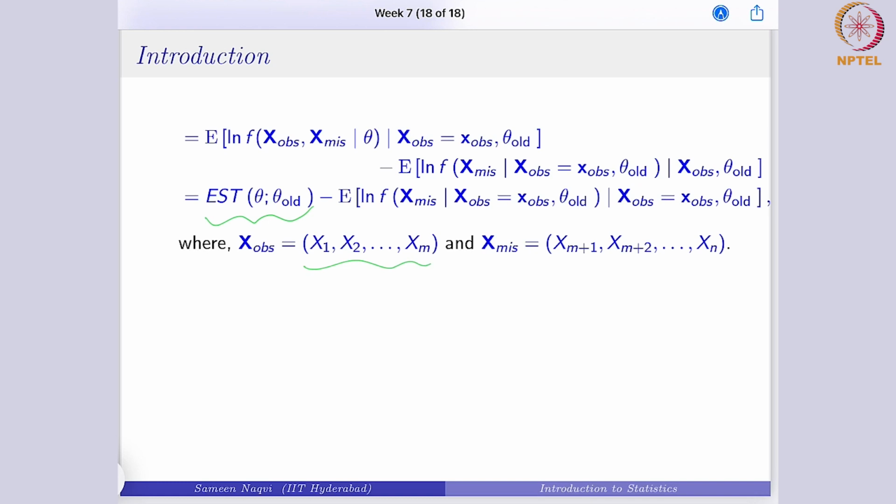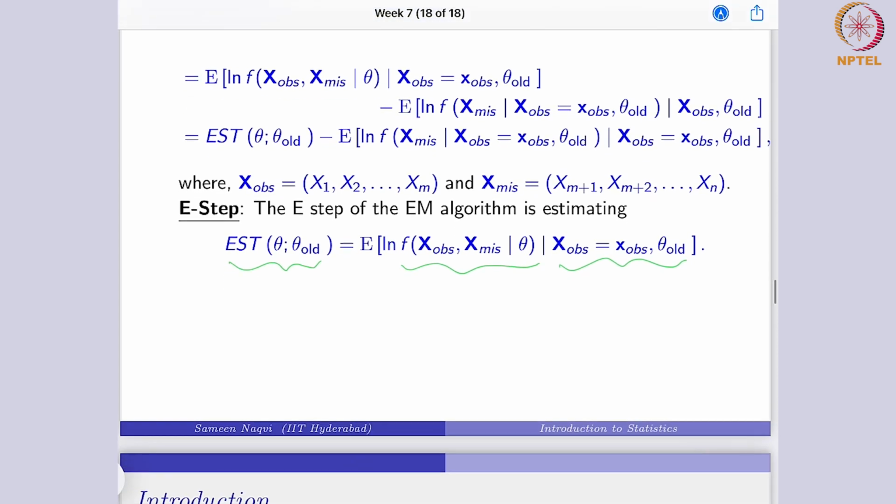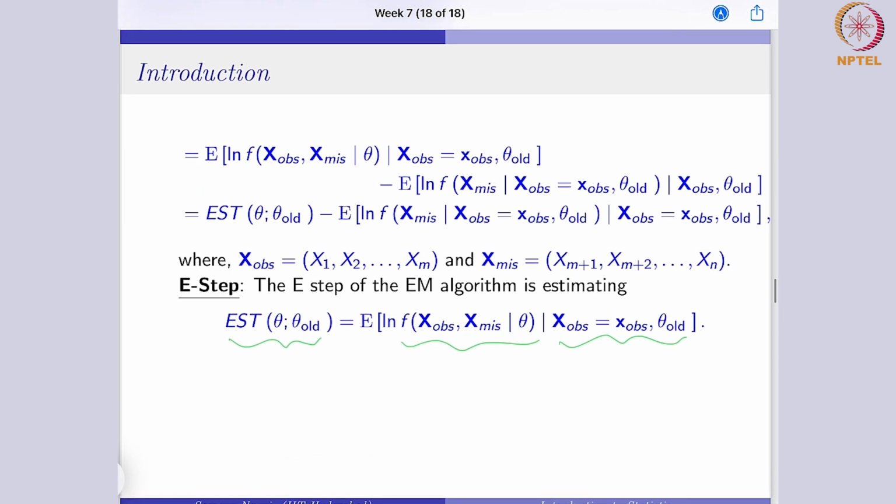So x observed is the observed data and this is the missing data. This expectation term, the E step of the EM algorithm, is estimating this theta. So we take the expectation of log of this quantity given the observed and the old one. It's the probability of the missing data given the data that we see, and it's not evaluated at the same theta but at some value theta old. So it is a function of both theta and theta old.